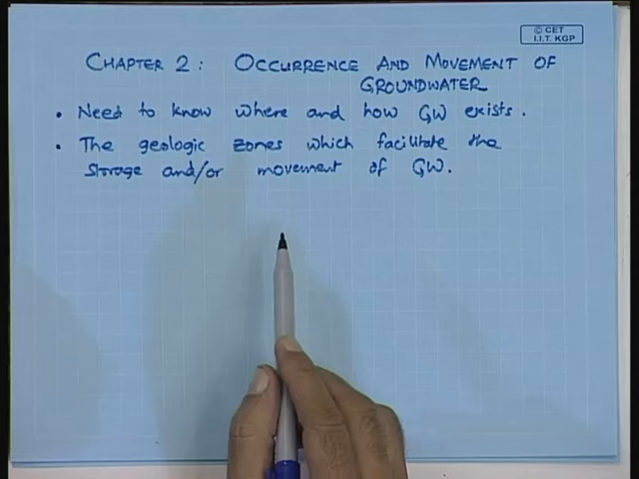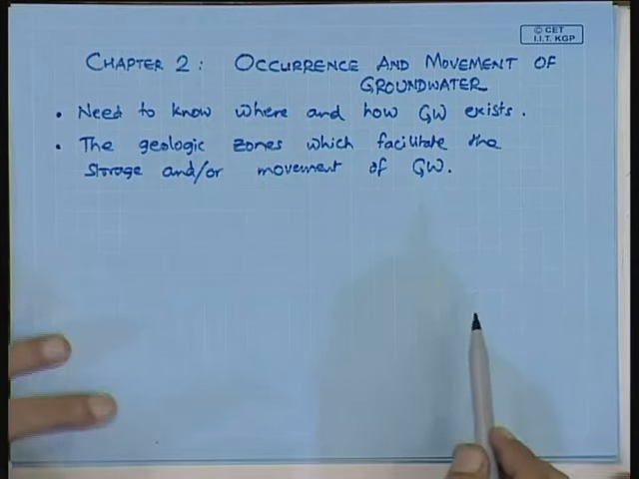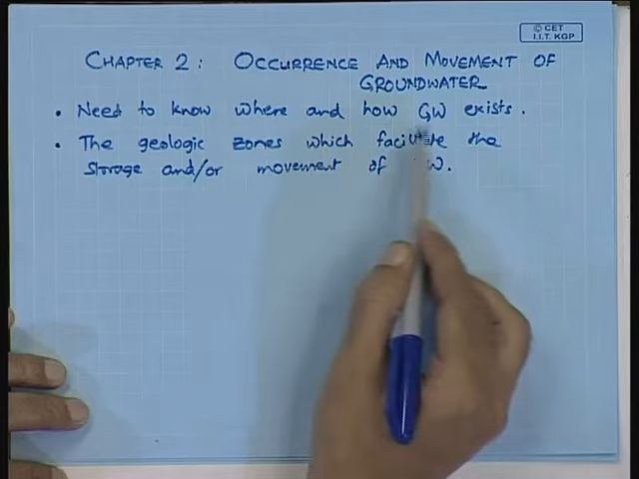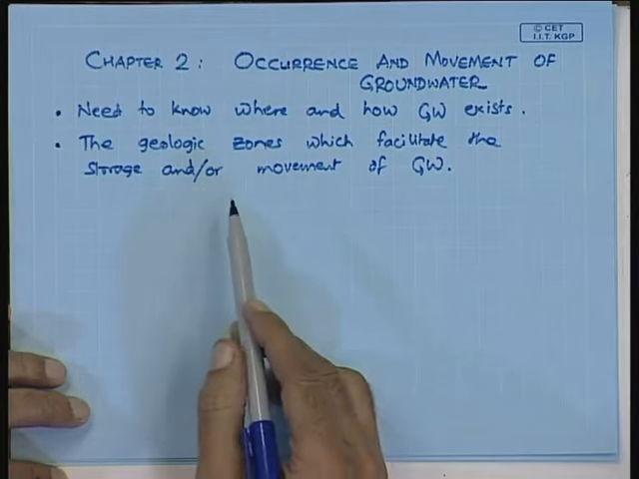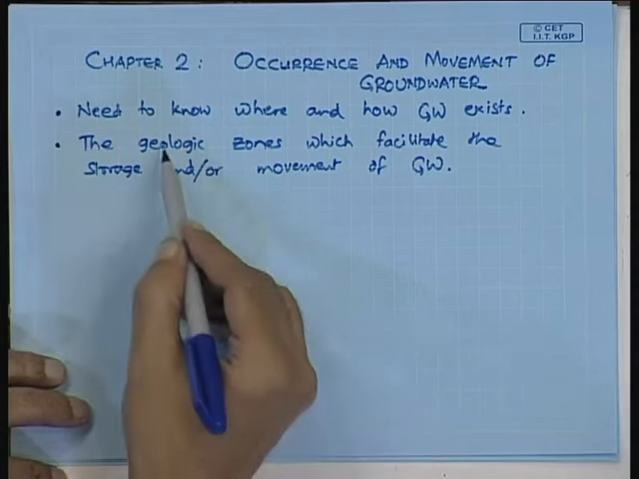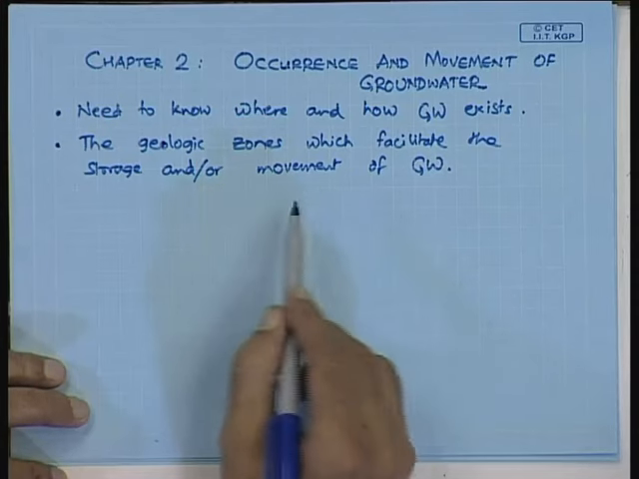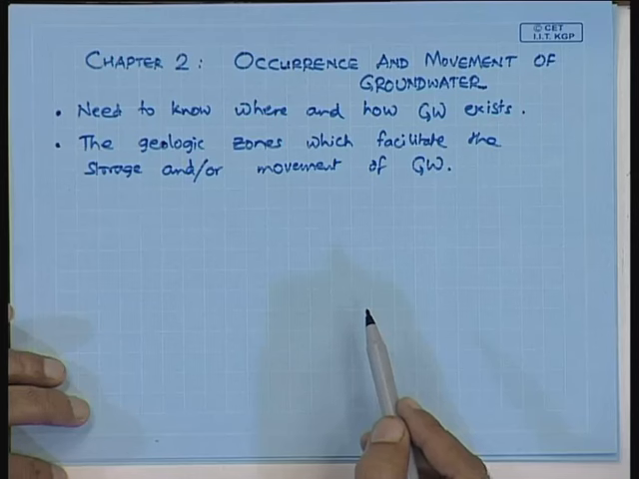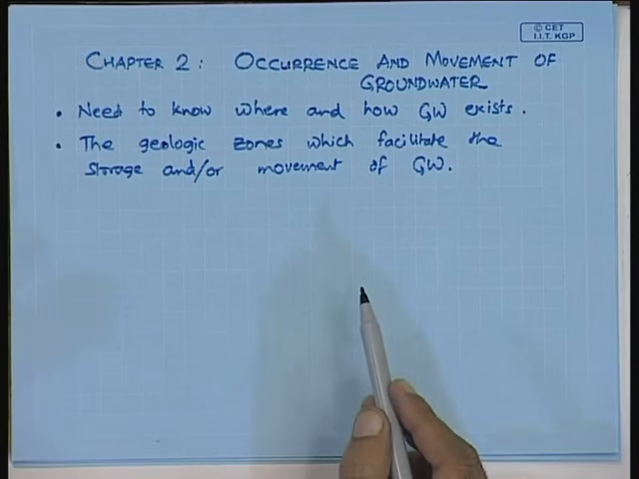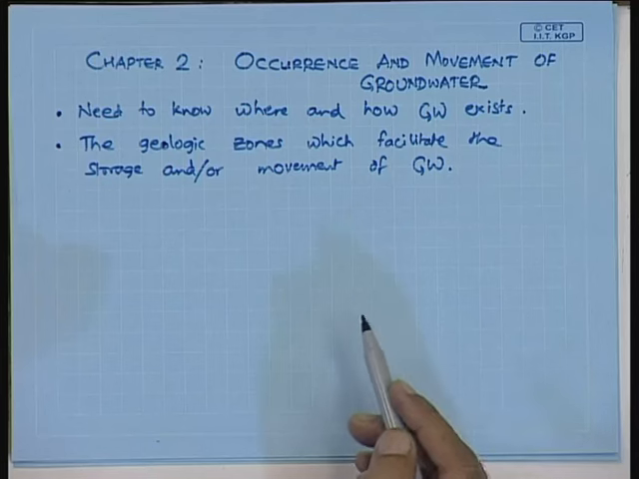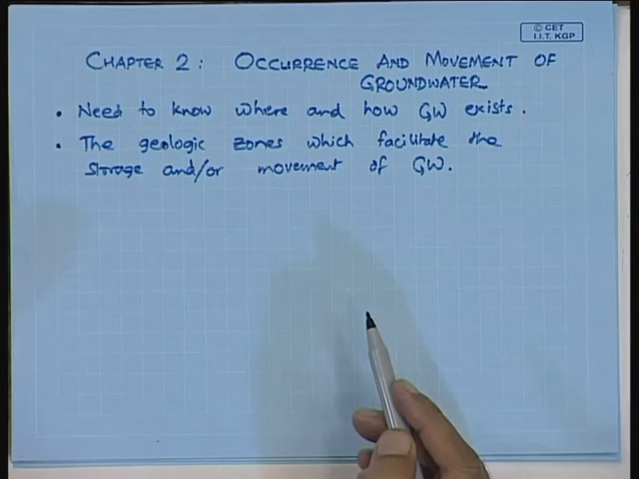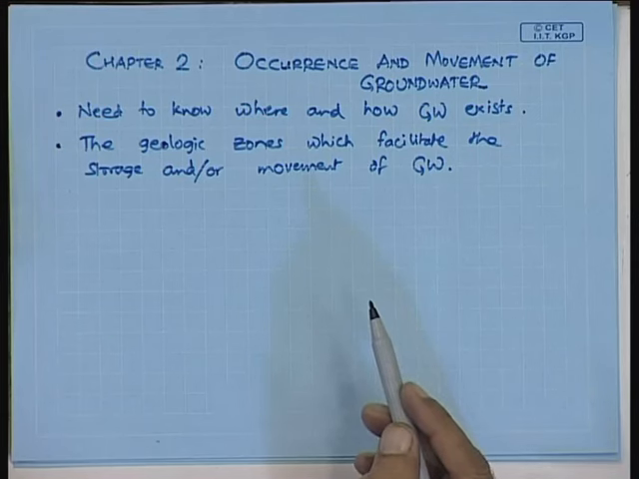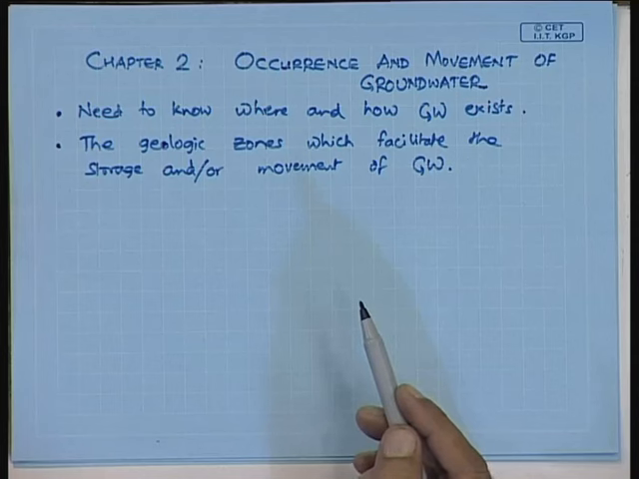So, when we need to know where and how groundwater exists, obviously our focus is shifted to the geologic zones or formations which exist below the ground. And not all the geological zones below the ground are conducive for the occurrence of groundwater. So, only certain selected geological zones facilitate the storage as well as movement of groundwater. So, we need to study them.